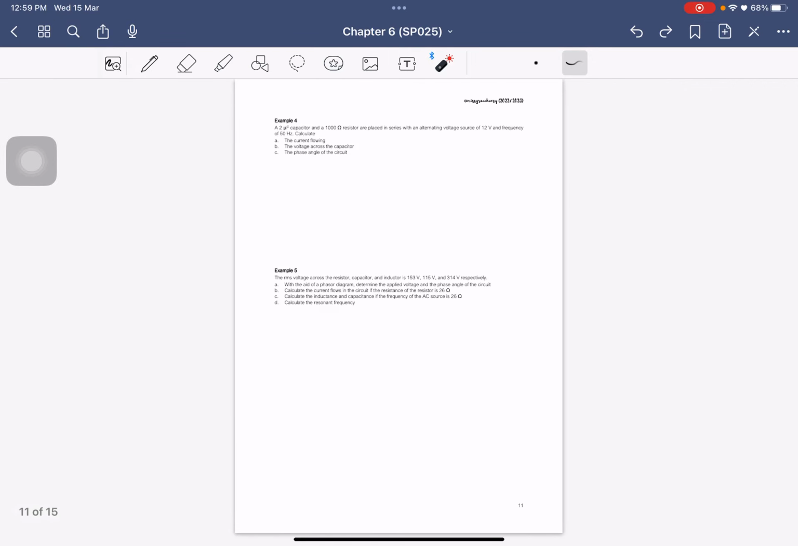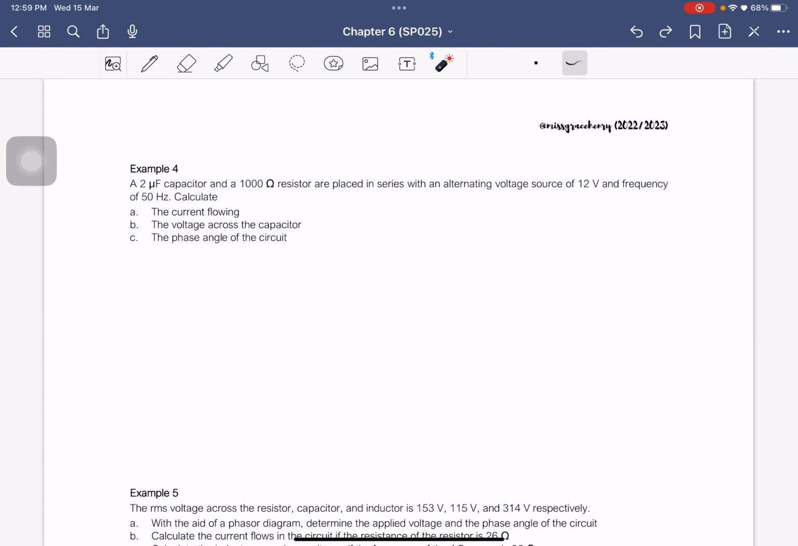Now let's look at the example. So we have example 4. So example 4, we have a 2 microfarad capacitor and a 1000 ohm resistor placed in series with an alternating voltage source of 12 volts. So that is the VRMS.